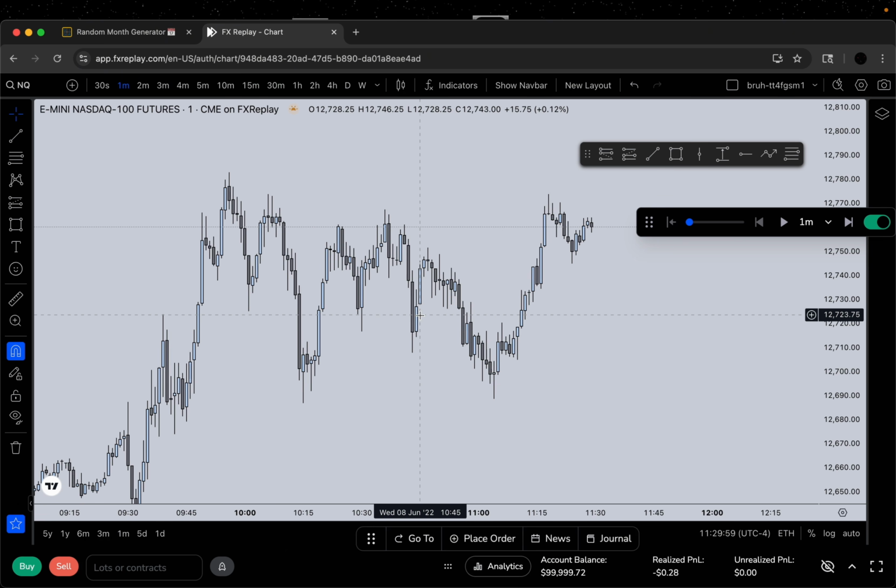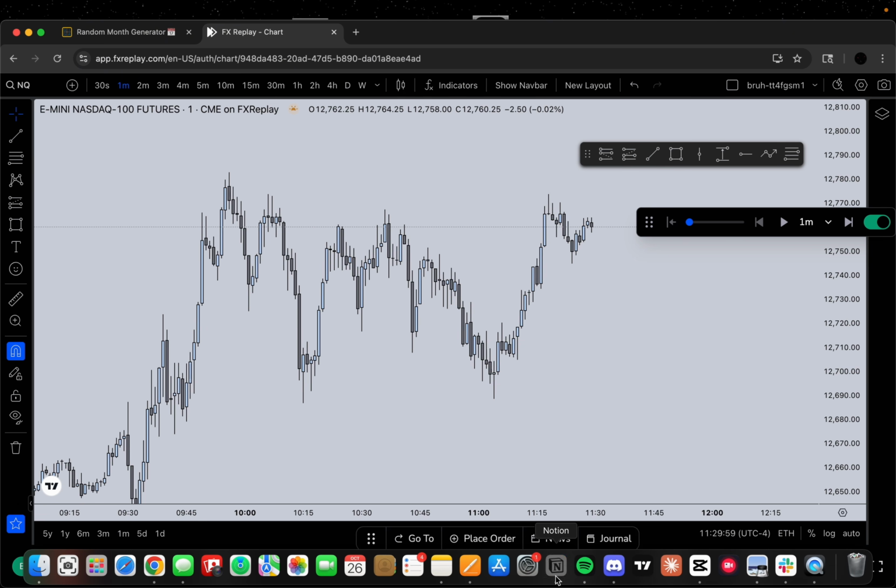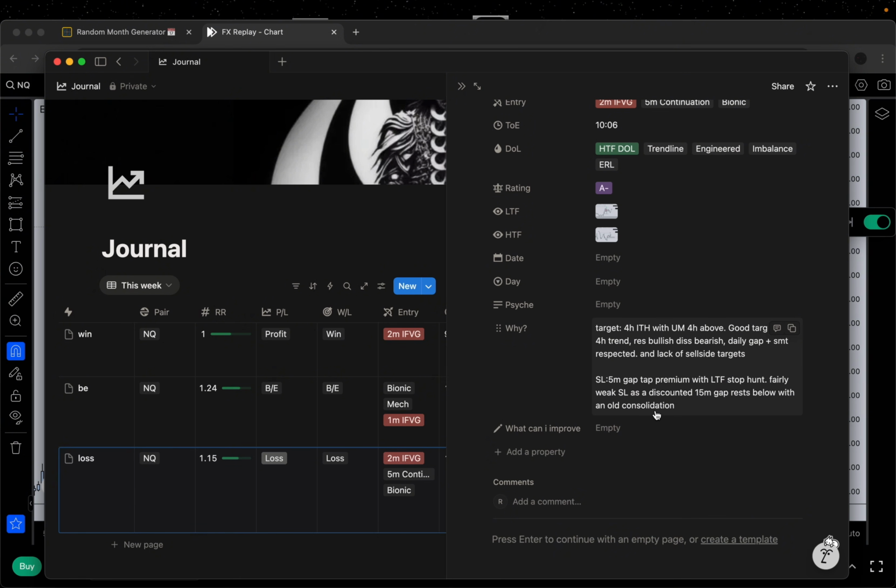I don't know what this is following though. This was just a bad day. But yeah, so really good target, but weak stop loss.